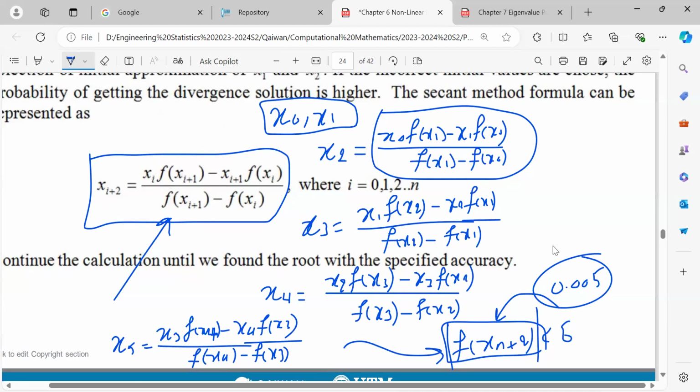We evaluate the x values in the function and plug them into this formula, and you get the value of x. The function must be given. Here, it's asking for the solution of a nonlinear equation, so the function must be given. In the questions, three things should be given: the function, the error, and the values of x0 and x1. Then we can find the approximate solution by using the secant method.